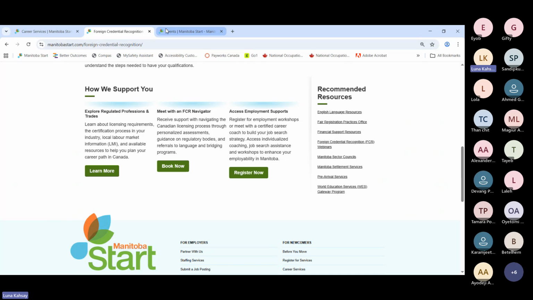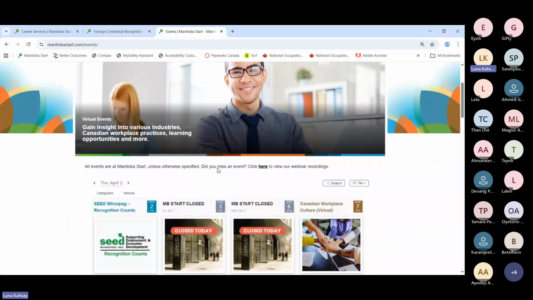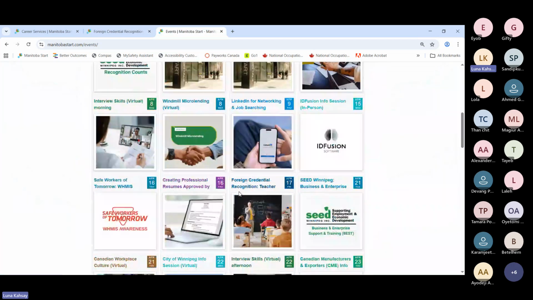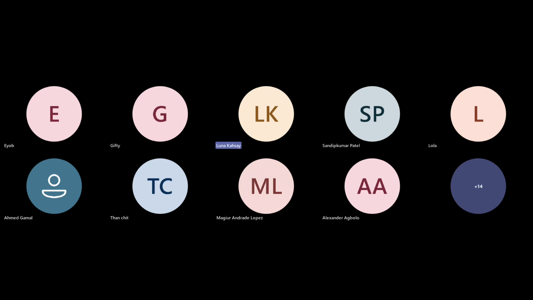And also, we do have events. You can go to our event calendar for events like this. We were talking about the BEST program as well, which we will have on April 21st. So just go into our events and register yourself for any events that you want to attend. Okay, I'm going to share the last two slides.